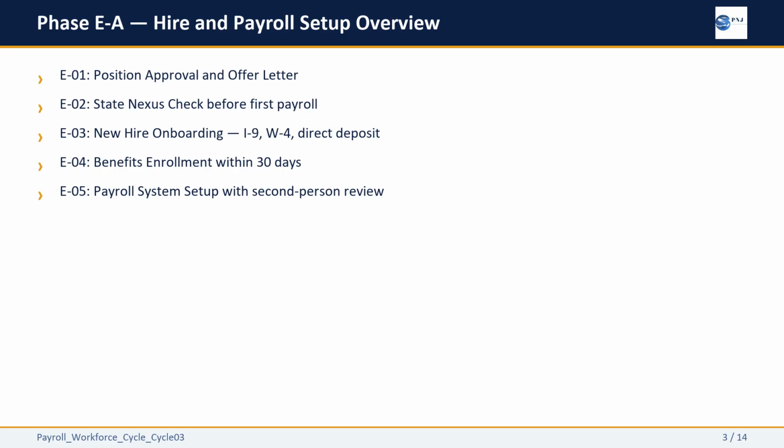Phase EA covers everything that must happen before the first paycheck is ever issued. Think of it as building the employee's payroll foundation. You start with position approval, confirm which state the employee will work in, collect all onboarding documents, lock in benefits elections, and then build the master pay record in your payroll system. Critically, a second person must review that pay record before the first pay run. Get these 5 steps right, and everything downstream runs smoothly.